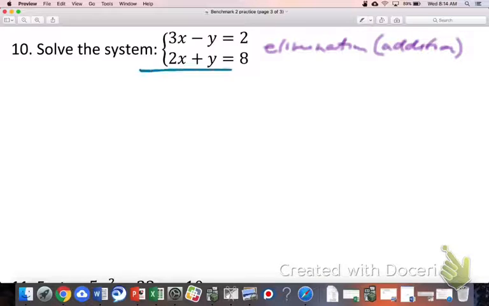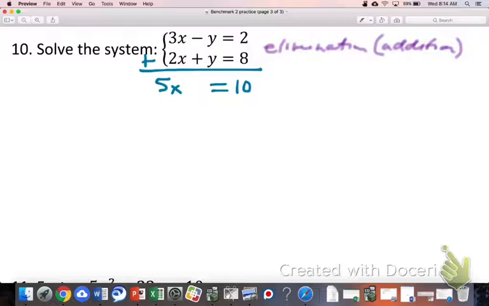So what I'll usually do is just draw this little line underneath. You could even put a plus sign right there if you wanted to remind yourself that you're really adding. And I'm just going to add the like terms. So 2x plus 3x is 5x. Negative y plus positive y adds out to be 0, so I'm not going to write anything there. 2 plus 8 is 10.